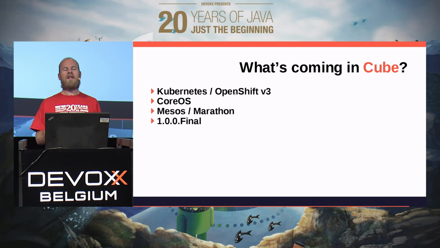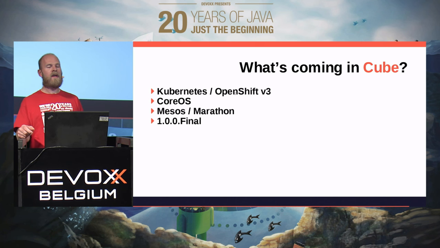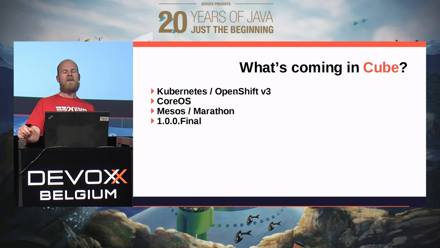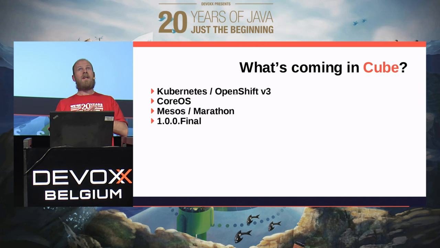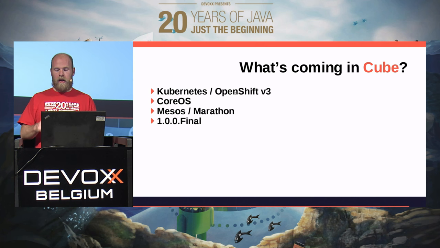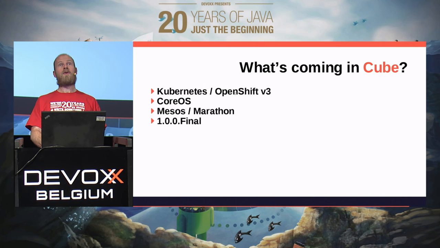But this will probably also expand to have support for doing the same against CoreOS and also Mesos and Marathon. The next version of Cube is most likely going to be the 1.0 final. And in that regard, we mentioned the weirdly named containerless container.